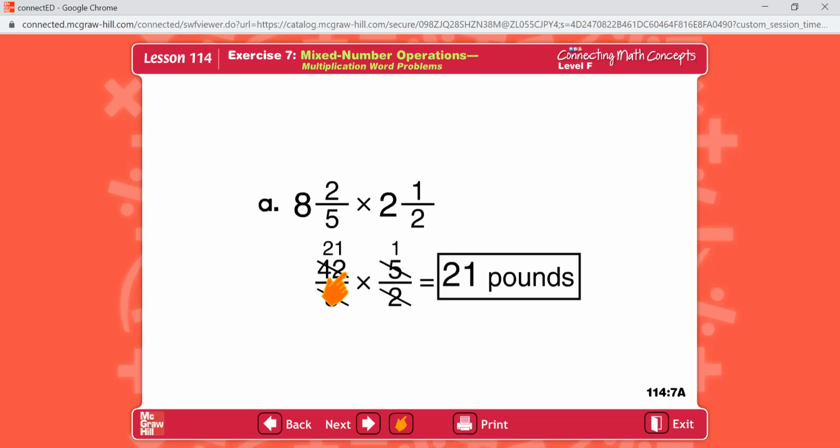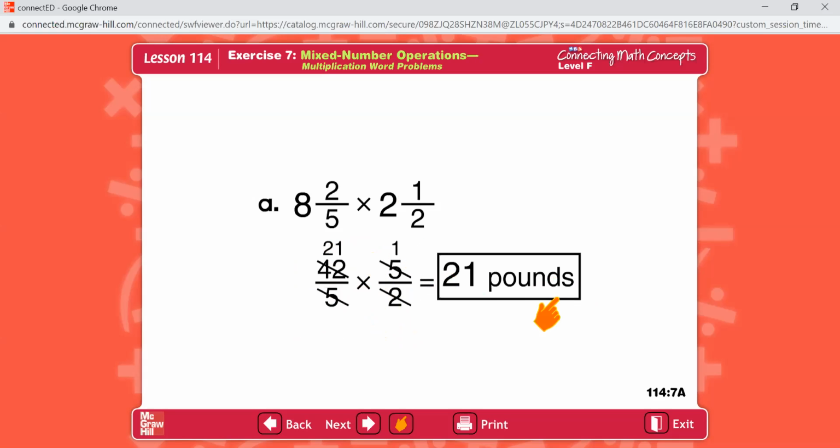Then we can cross these out diagonally. Both of these can be divided by 2. 42 divided by 2 is 21. The 1 would go down here, but we don't need to. 5 can be divided by 5, but nothing here, because that would be 1. Put the 1 up here, because the numbers always go on the bigger number up top. So 21 times 1, 21 pounds.